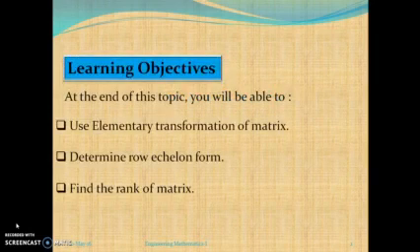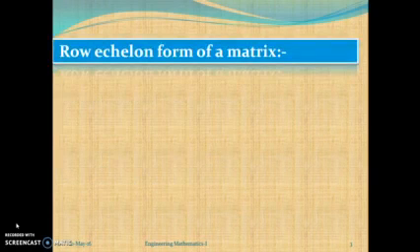The learning objectives of this lecture: you will be able to use elementary transformation of a matrix, determine row echelon form, and find the rank of a matrix. Now, row echelon form of a matrix. We see the properties of row echelon form.